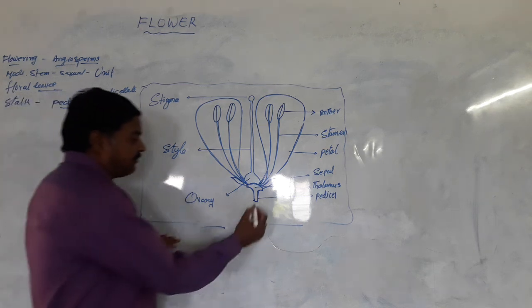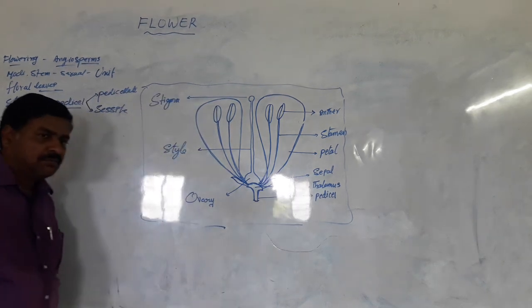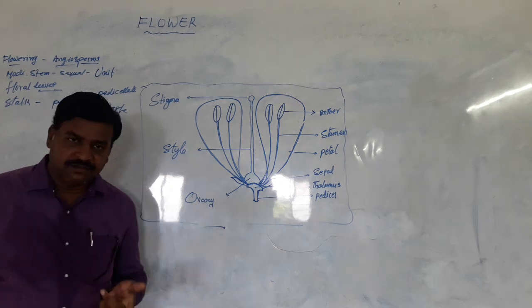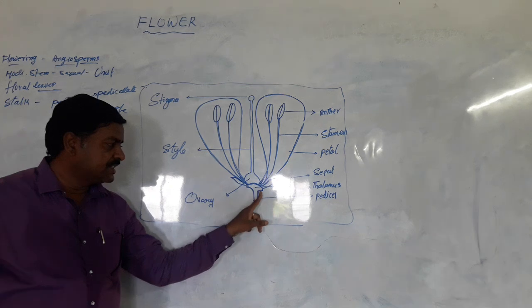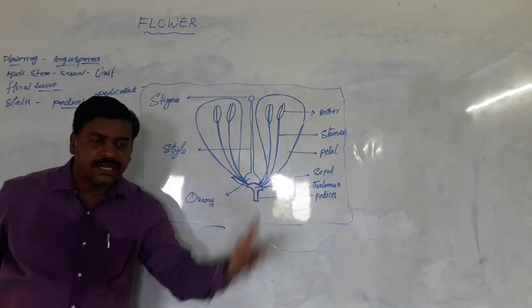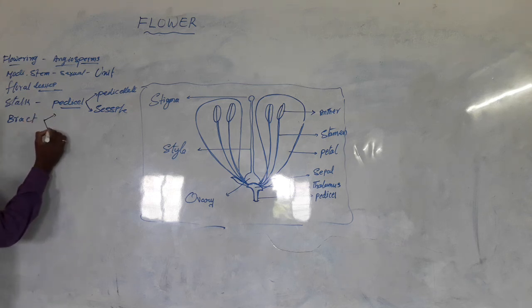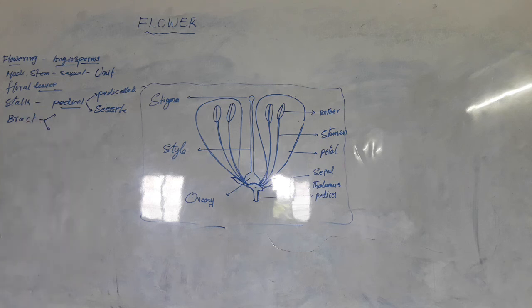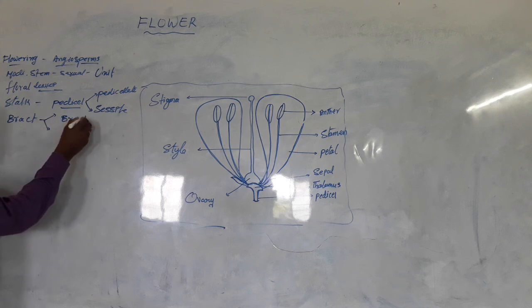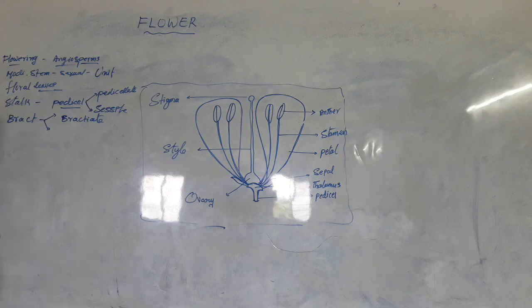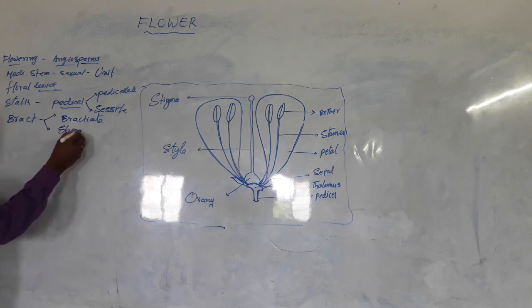Similarly, some flowers contain a very small hair-like structure at the base of the pedicel. This is the pedicel and this is the base of the pedicel. Such a structure is called a bract. Some flowers may contain bracts and it may be absent in some flowers. A flower with bracts is called a bracteate flower. But bracts are absent in some flowers. A flower without a bract is called an ebracteate flower.